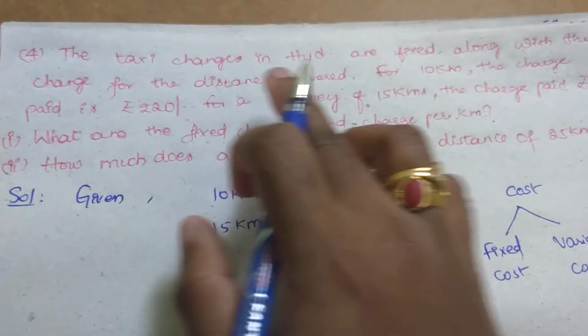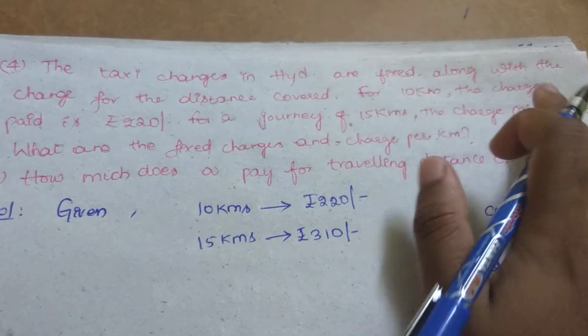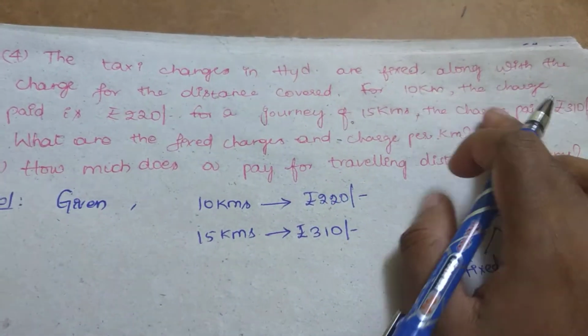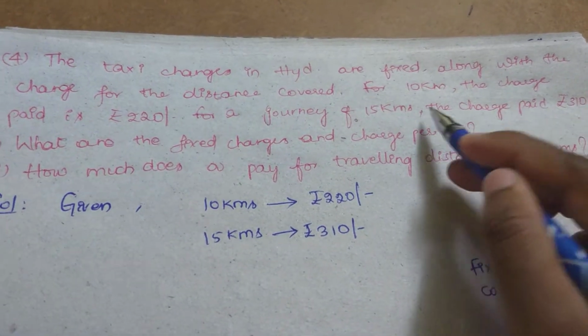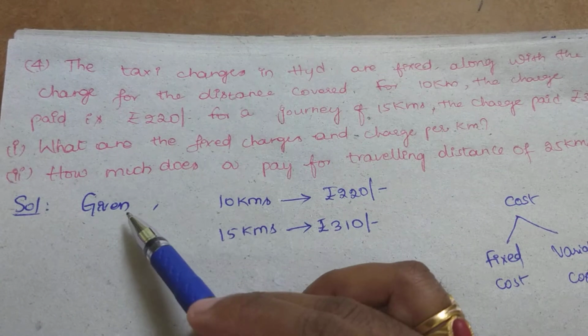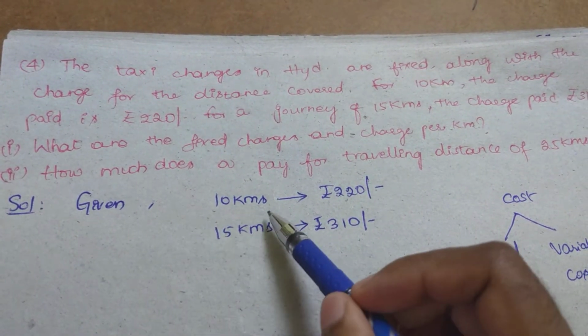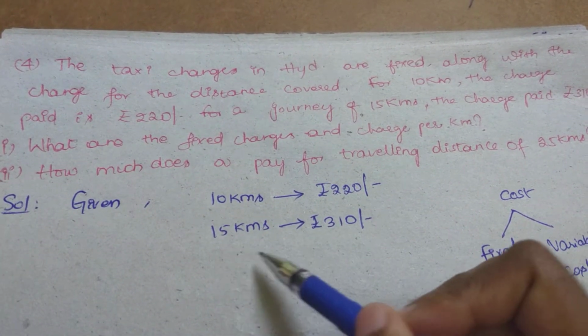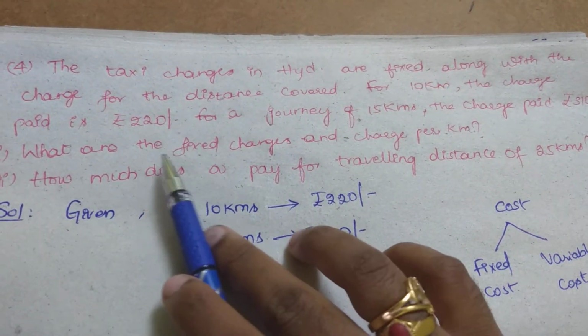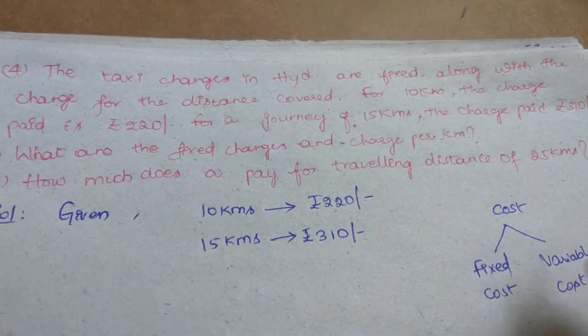The taxi charges in Hyderabad are fixed along with the charge for the distance covered. For 10 kilometers, the charge paid is 220 rupees. For a distance of 15 kilometers, the charge paid is 310 rupees. So I just wrote whatever was given in the question. For 10 kilometers, the charge is 220 rupees. For 15 kilometers, the charge is 310 rupees. Here, they asked us what are the fixed charges and charge per kilometer.